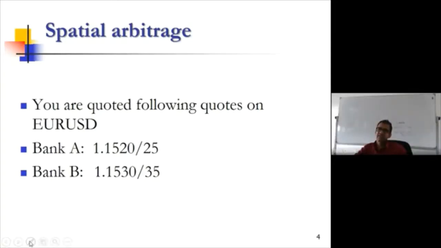So the market maker, in this case Bank A, is willing to buy euro at the rate of 1.1520. Correct? Bank A is willing to sell euro at 1.1525. And Bank B, 1.1530.